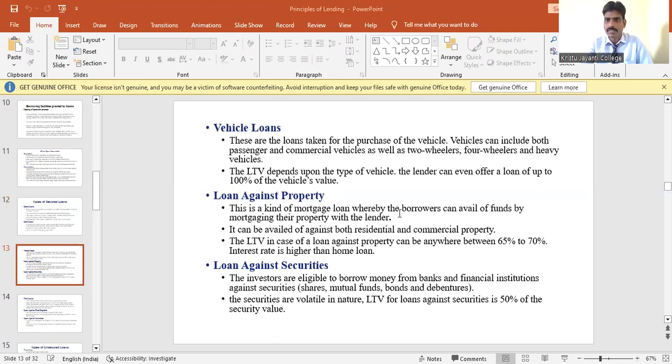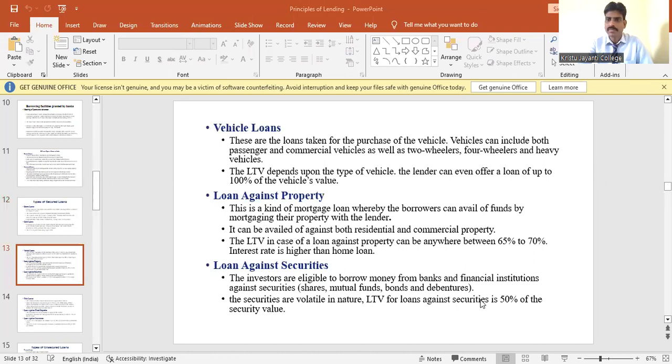What securities can we give here? We have to give the registration and RC book to the bank as security. Then loan against property. Like a mortgage loan, we can take a loan on any property, and even on equipment assets. Then loan against securities. Here securities means government stock, equity shares, bonds, mutual funds, and debentures. We can use these as security and avail a loan from the bank.